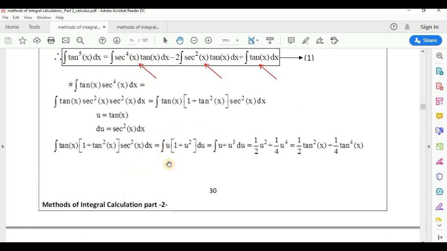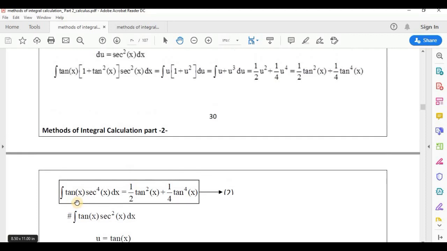Second step, we need to put the integral in terms of u. After putting the integral in terms of u, we get this result, and after opening the bracket, we have this value. Now the integral becomes easy to solve. We just increase the exponent by 1, and we divide by the new exponent, and we will get this result of the integral in terms of u. The last step, we will put the result in terms of x. The integral for tan x multiplied by sec to the power 4x dx will be this value, and we will call it equation number 2.